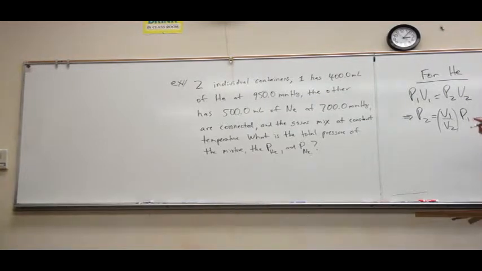And the pressure of the helium when it was in 400 milliliters was 950 millimeters of mercury. This is going to let us calculate the pressure when it's in 900 milliliters, and that will be the partial pressure of helium. So, 422.2.